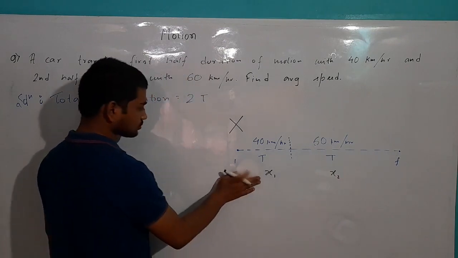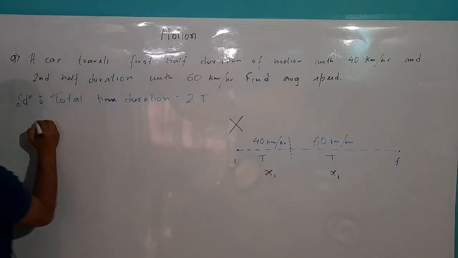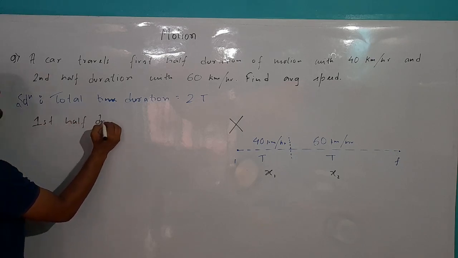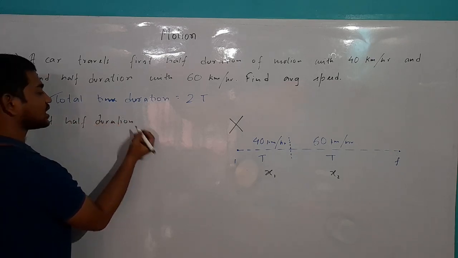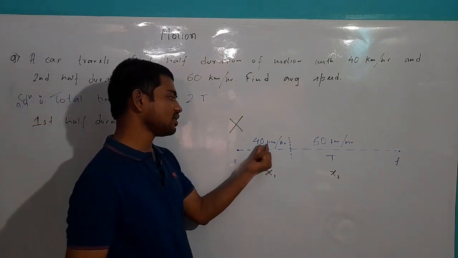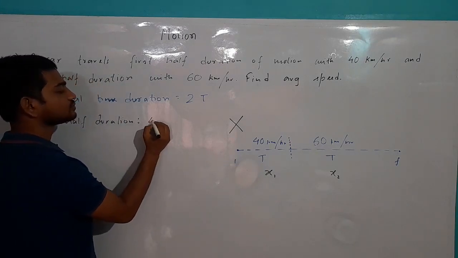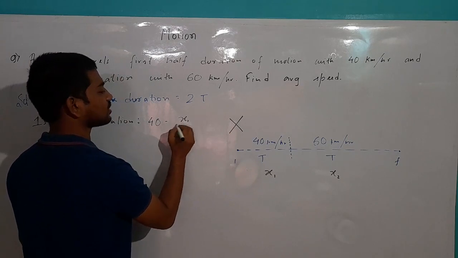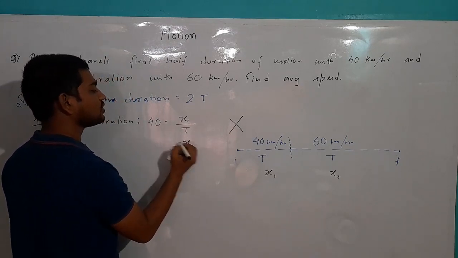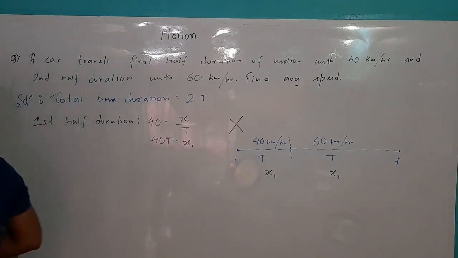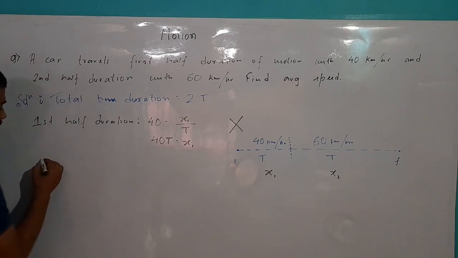So can I say, in the first half duration, I can simply say speed is equal to distance by time. We all know this. What is speed? Speed is 40. So 40 is equal to distance by time. What is the distance? x1. What is time? t. So x1 is coming out to be 40t. So that's the first part of the question solved. All right. Now let's move on to the second part, the second half duration.